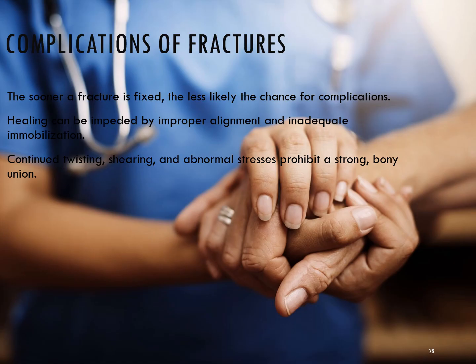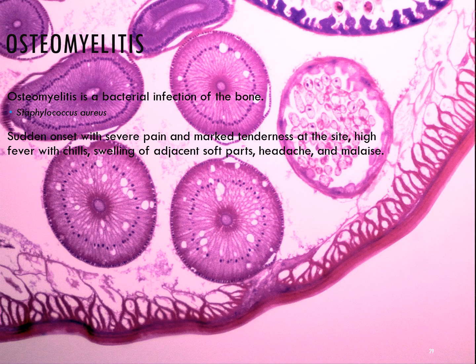So here we're going to start and we're going to talk about complications of fractures, and this is something that like every nurse knows. The sooner they fix the fracture, the less likely is a chance for complication. We want to continue to look for abnormals so we get a strong, good union in that bone. First complication is osteomyelitis. It's a bacterial infection of the bone.